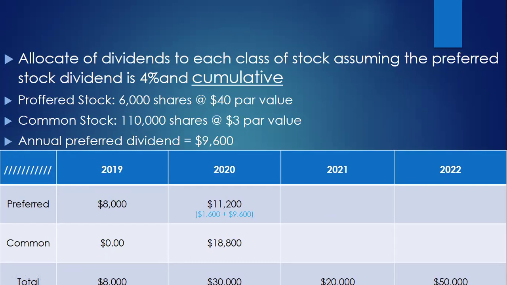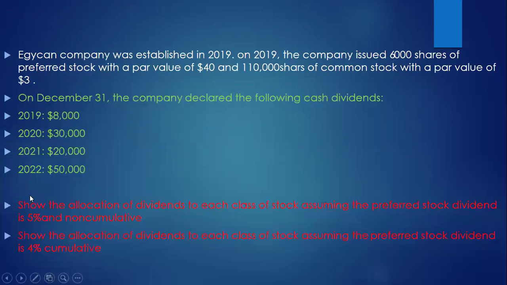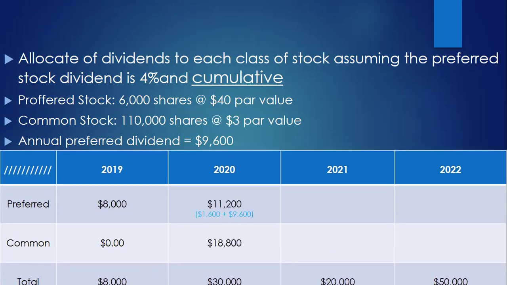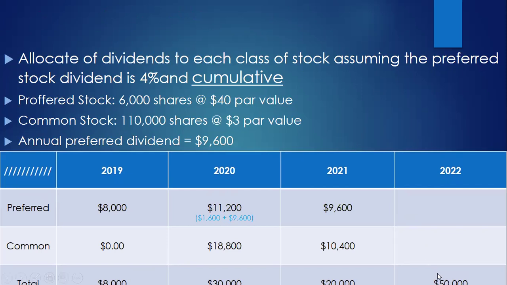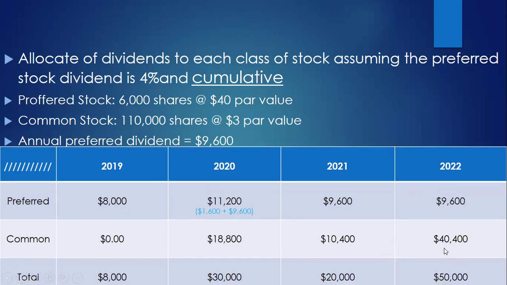Now let's see year 2022, what's going to happen. Year 2022, we got 50,000 to be given away. Okay, let's do it then. So 50,000 in total. Balance from last year, 0. So here we're going to have 9,600. The rest of 50,000 will be given to common. 40,400. 9,600, 40,400.